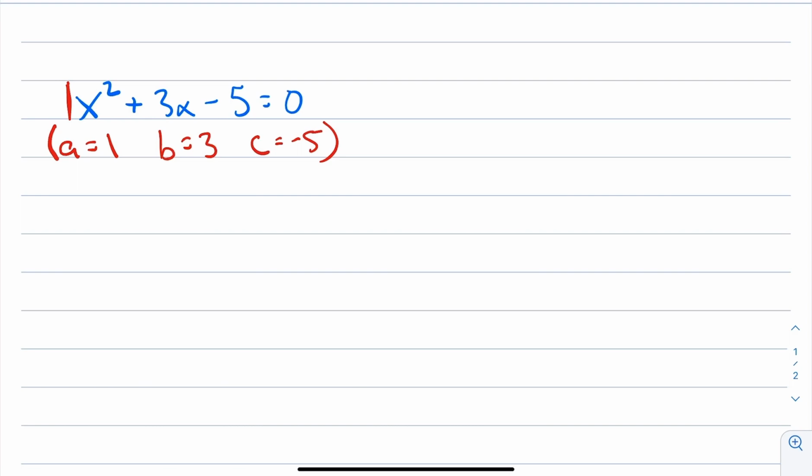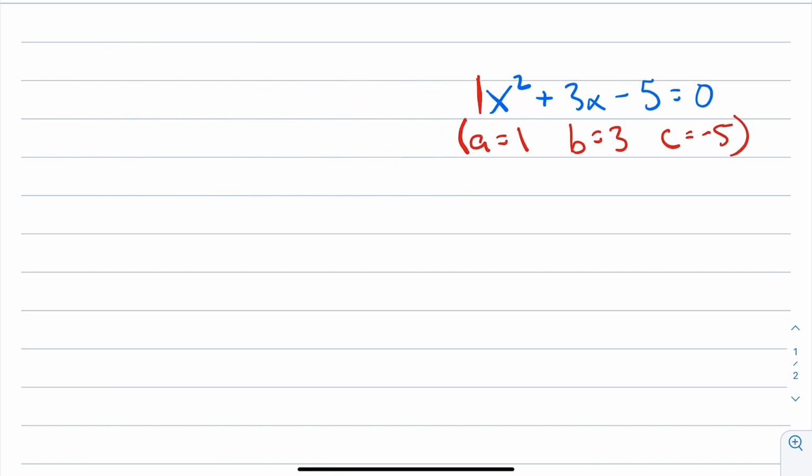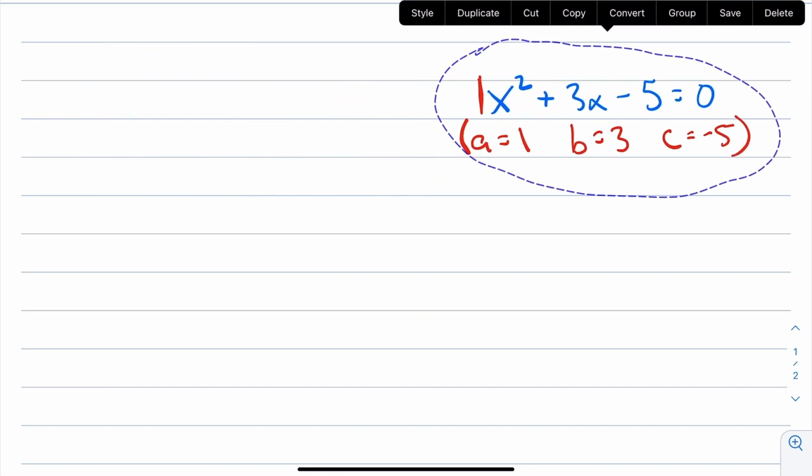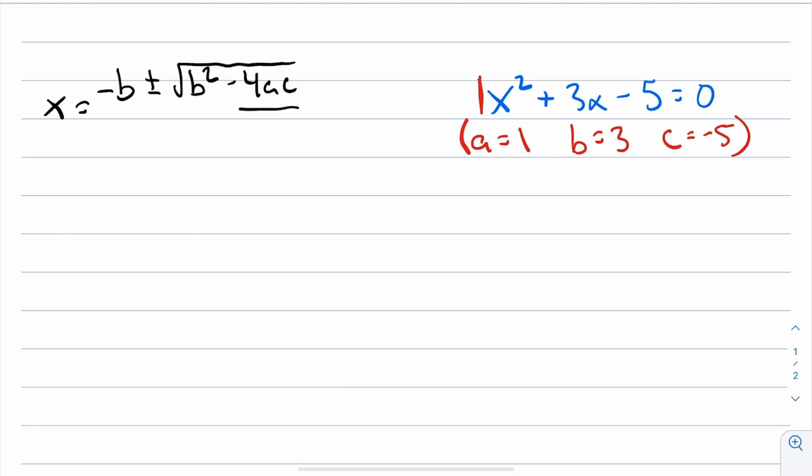And what we're going to do with that is plug those into the quadratic formula. Let's make sure we have that over here. Actually, let's move this over. And we'll say now the quadratic formula is the following: x equals -b plus or minus the square root of b squared minus 4ac, all over 2a.